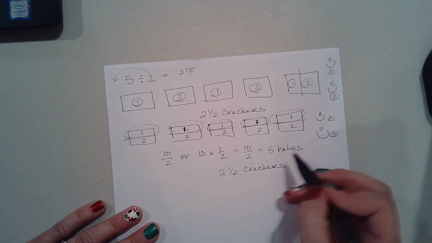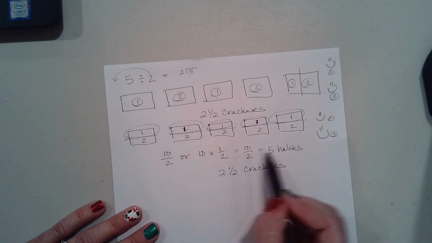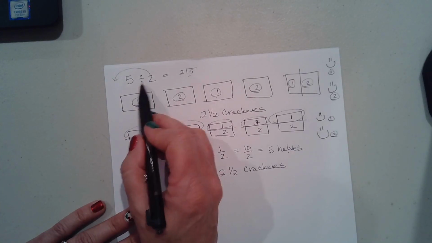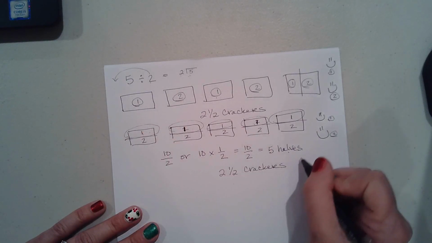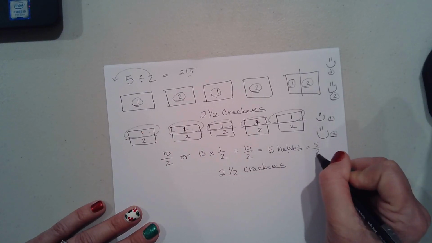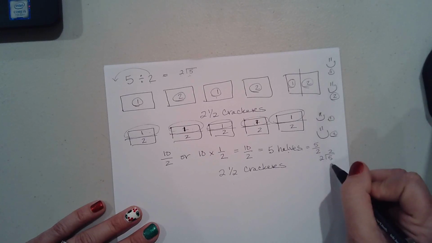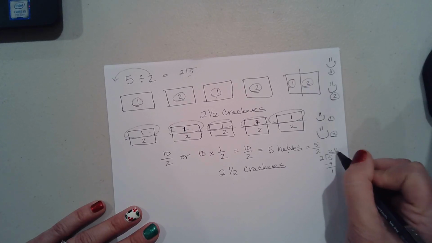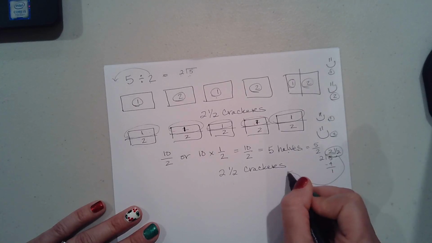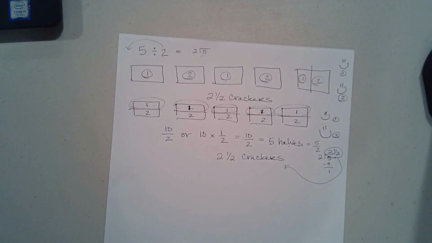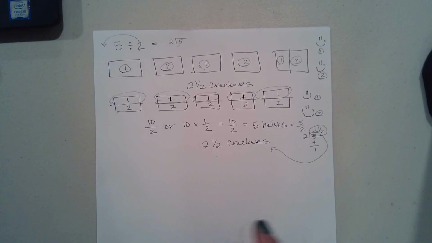All right. So 10 halves or 5 halves. 5 halves takes us back to 5 divided by 2. 5 halves looks like 5 halves. And if you divide 2 into 5, you're going to get 2.5, right? So hopefully you're seeing, remember, our objective is fractions as division. Fractions as division. That is what we're going with.